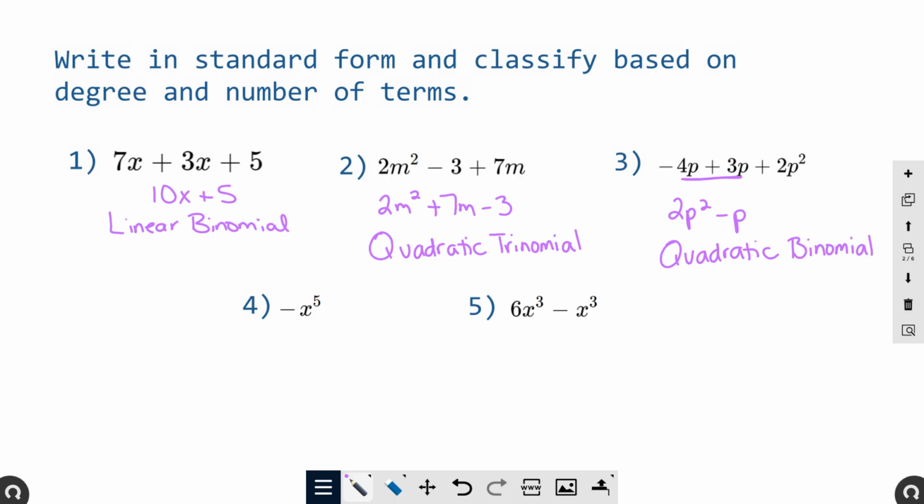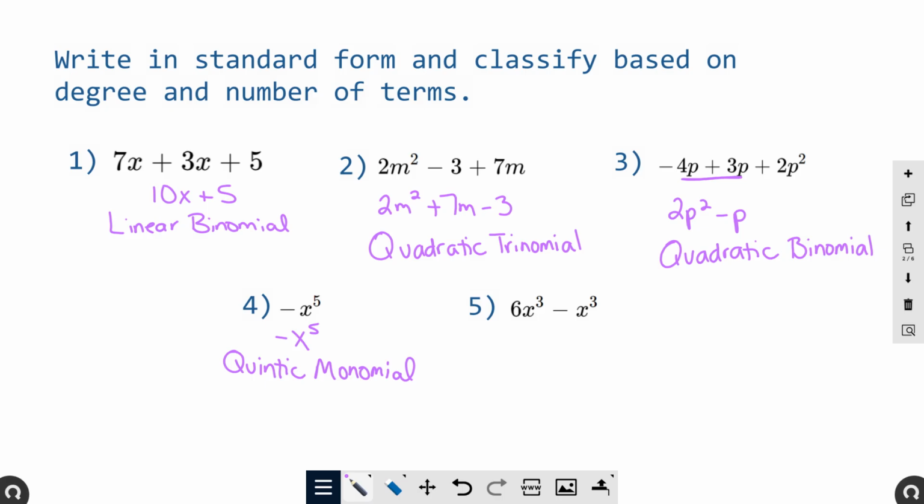Question 4. Negative x to the 5th. Quintic monomial. We don't have anything to combine or anything like that. If you see this on your homework where it's just one term, rewrite the term so that way I know that is the final answer in standard form, and then name it. So quintic because the power of 5, monomial because there's only one term there. Very good. All right, what about question 5?